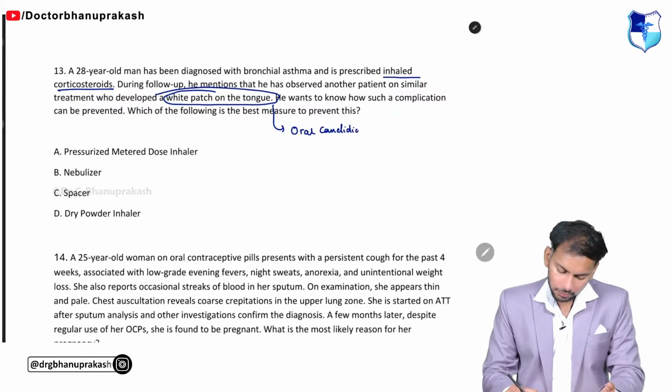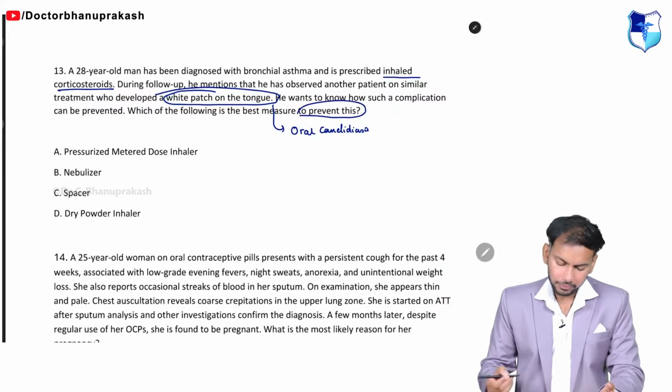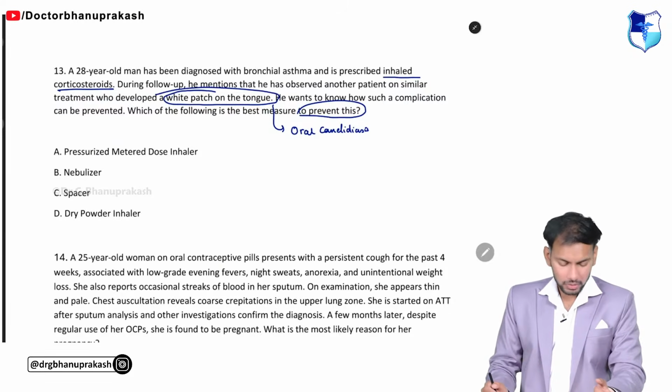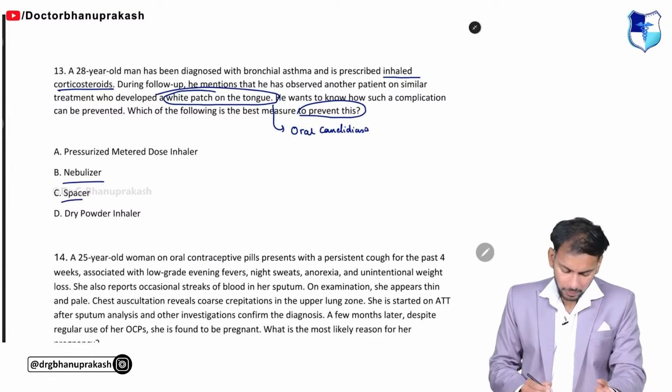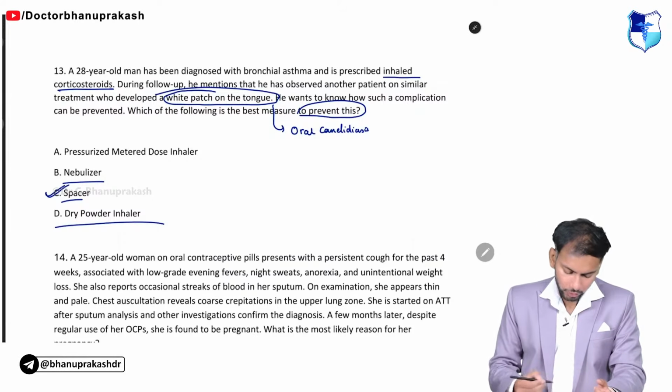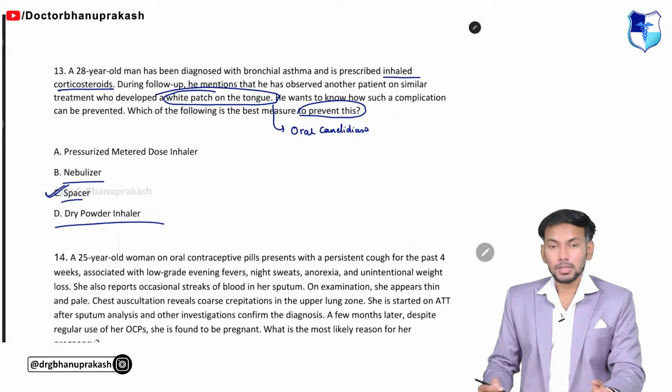Yes. Now, the patient is asking, how can you prevent this? Here are the options: pressurized metered dose inhaler and nebulizer, spacer, or dry powder inhaler. What will you do? Obviously, I've already told you, you have to use a device called a spacer.